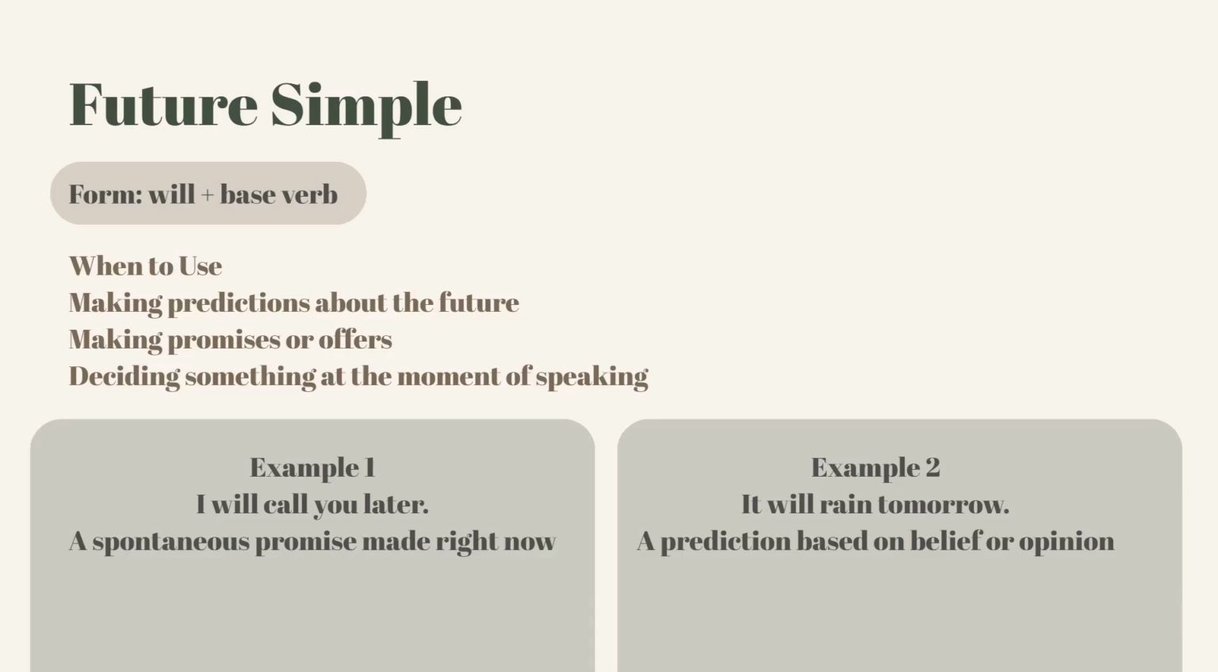And there are some keywords that we use in future simple. So let's just take a look at that. Some important keywords like tomorrow, next week, in the future, soon, later, someday. So, these are some words that you can see in the future tense generally because they are words that are talking about the future. So when you see most of these words, it's probably a sentence in future tense, or talking about the future.